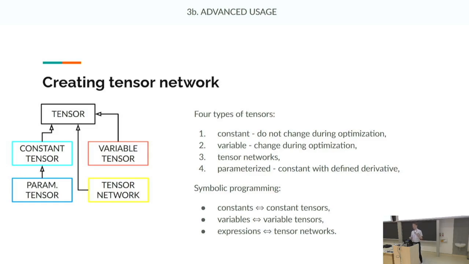So when you multiply two numbers, you get another number. When you multiply a number and a variable, you get an expression. Okay? So expressions here are represented by tensor networks, which are just connected tensors. And there are also tensors which have a defined derivative over the measured parameter. So these are the tensors that we will use to represent our channel, our parameterized channel.